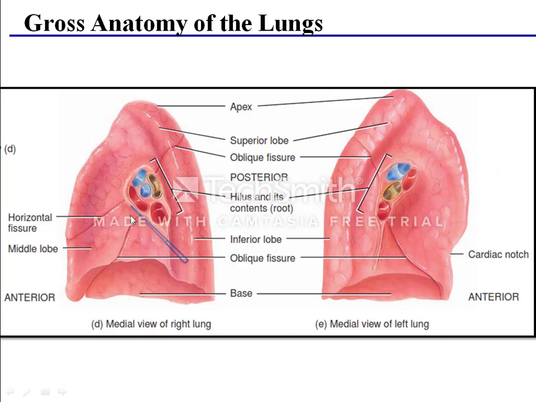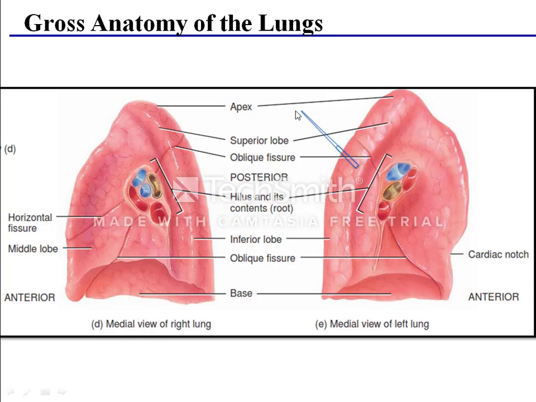In this pictorial representation, we can identify different gross anatomical parts of the lungs. Site of vascular and bronchial attachments is called as root. Indentation that contains pulmonary and systemic blood vessels is called as hilus. Anterior, lateral and posterior surfaces which are in contact with ribs is called as costal surfaces.